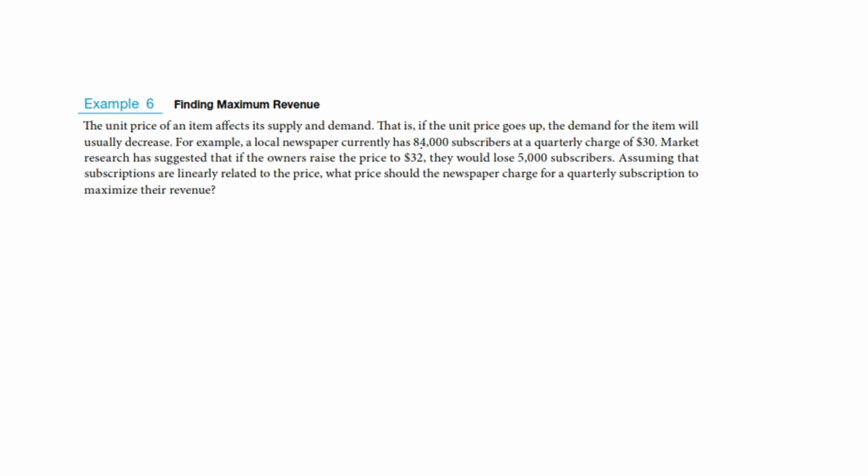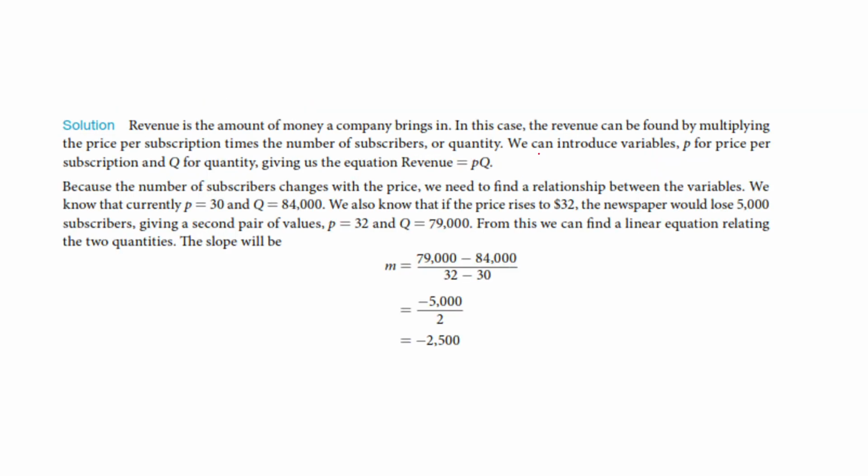They're telling us that we have a point here. So when they charge $30, this is how many subscribers they get. When they charge $32, we now have 5,000 fewer subscribers. But here's what that's saying. We actually have 2 points there. At $32, we have 79,000 subscribers. At $30, we have 84,000. Well, let's find the slope between these two points. And when we do, we've got -2,500. I'm just finding that slope.